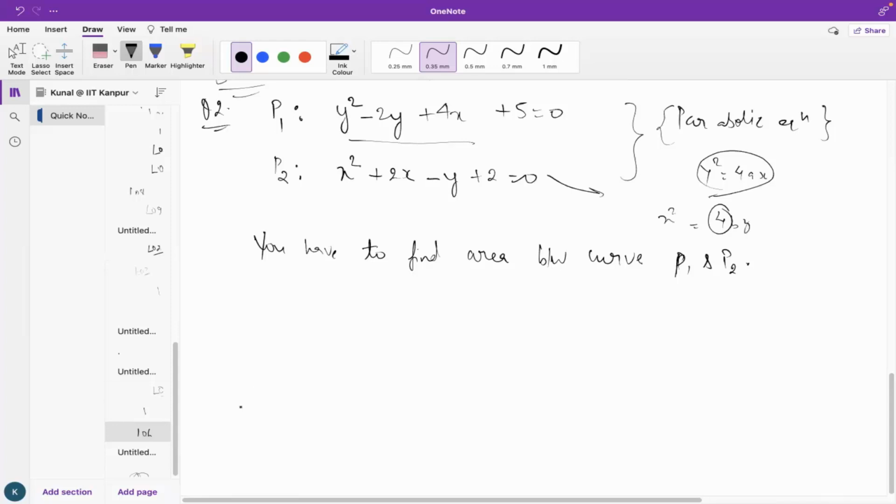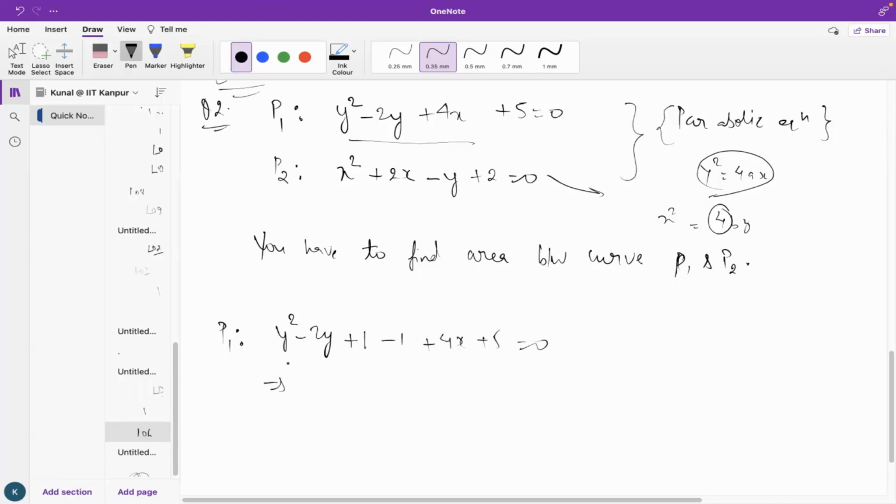So let's try to convert it. Our P1 is actually y square minus 2y. Okay, so what I have to do, let me write it here, plus minus 1. So we can convert this into any form. And if I do plus 1, I have to do minus 1 also, so it will turn out to be 0. And 4x plus 5 is equal to 0.